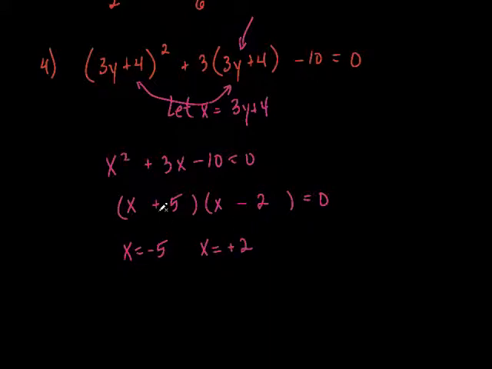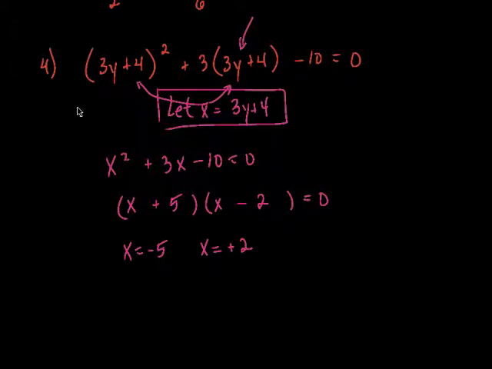Everybody see what we did? I said x plus 5 equals 0, and x minus 2 equals 0, then I solved for x. It's not my answer, though, is it? I've got to plug it back in, okay? We just solved for x. We want to solve for y, don't we? We want to plug it back in. So what did we say x was equal to? We said x was equal to 3y plus 4, didn't we?